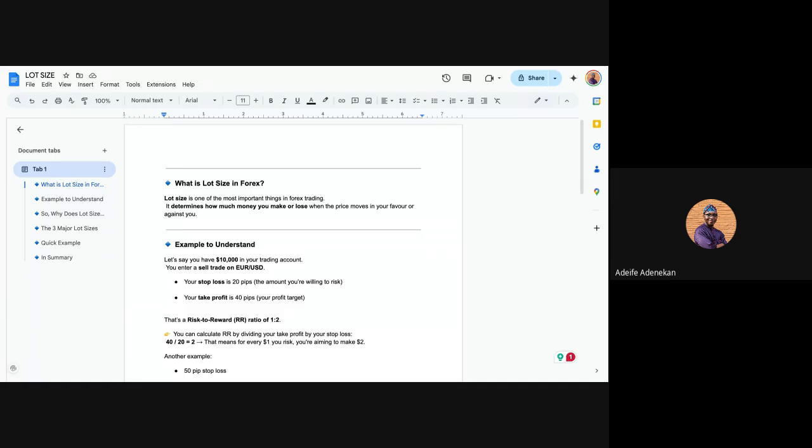So what's the lot size in Forex? Lot size is one of the most important things in Forex trading, right? It determines how much money you make or lose, whether price is in your favor or against you. So when you are in the act of trading, when people say you enter a trade and you are making money or losing money, what determines how much you lose and how much you make? That's the lot size.